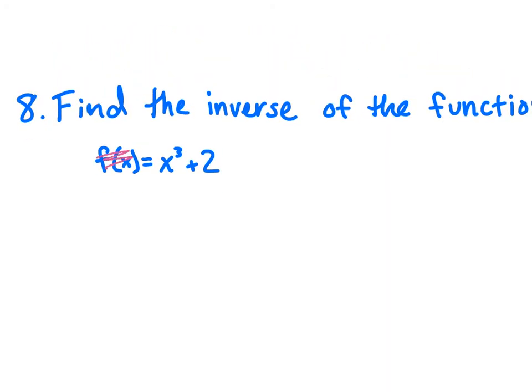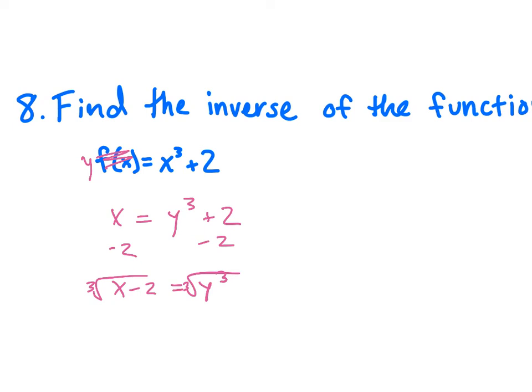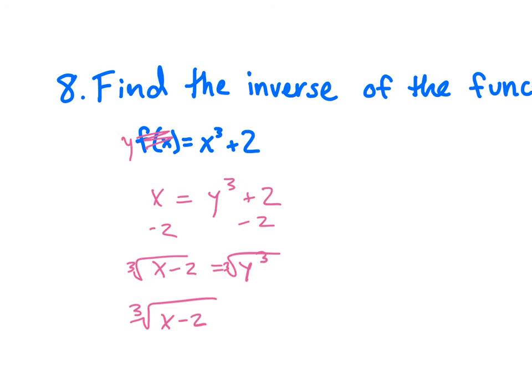Number 8, to find the inverse of a function, we change our f of x to y, and then we flip our x's and y's. So this becomes x is equal to y cubed plus 2. We subtract 2 on both sides, so x minus 2 is equal to y cubed, and then take the cube root to get rid of that cube on the y. So we have the cube root of x minus 2 is equal to y, which we change our y back to the inverse. So we would have f negative 1 of x.